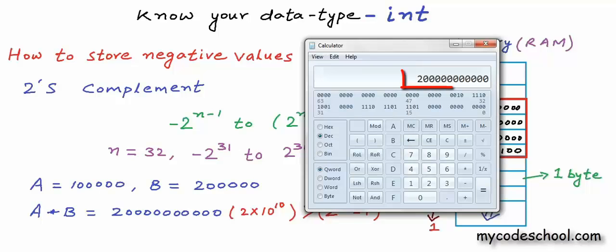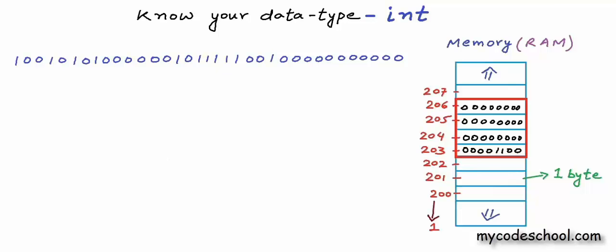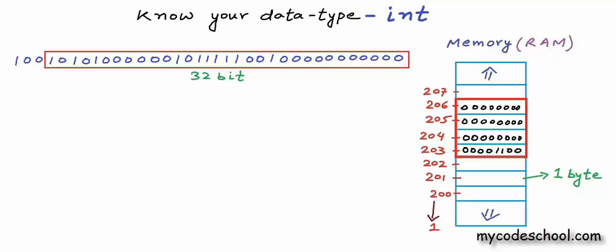Now I have entered 2 into 10 to the power 10 here, and I'll convert this to binary. I need to click on this binary radio button here. So this is 2 into 10 to the power 10 in binary. We have 35 bits here. What I'll do is I'll ignore the 3 most significant bits and I'll calculate the value of these 32 bits.